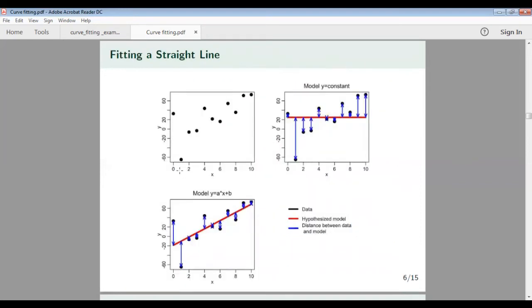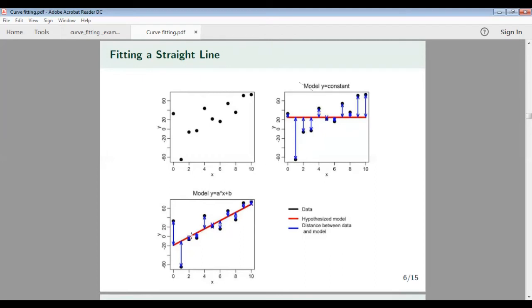So we have data given here. It is scattered data. We can fit any curve to this data. In the second figure, a line is fitted where the line is taken from the equation y is a constant. You can see the red line, it's a hypothesized model. And the blue lines show the distance between the data and the model adopted. And you can see that we have larger distances between the hypothesized model and the data points.